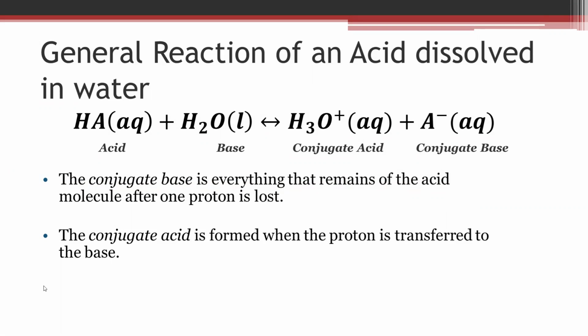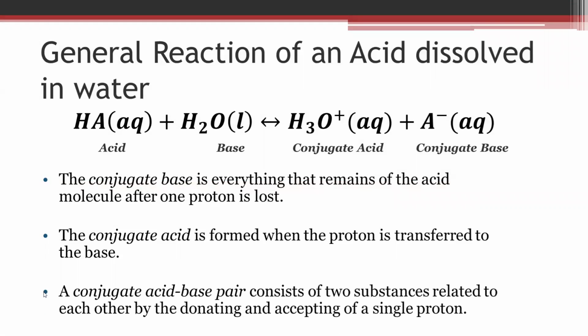And when that happens, we form the conjugate acid, which is the thing that is formed when the proton transfers to the base, and that is our hydronium ion. And then what's left over after the acid loses that H plus ion is what's known as the conjugate base, represented by A minus. The conjugate base is everything that remains after the acid loses one proton.